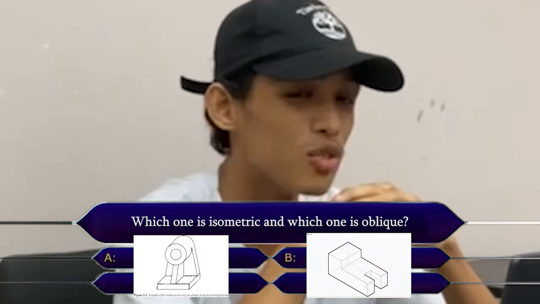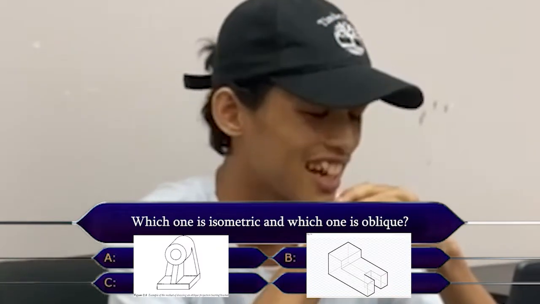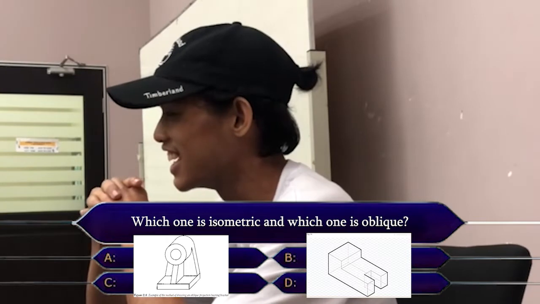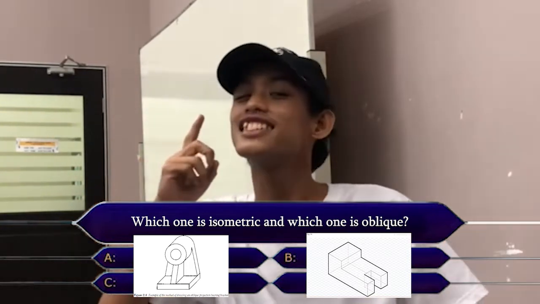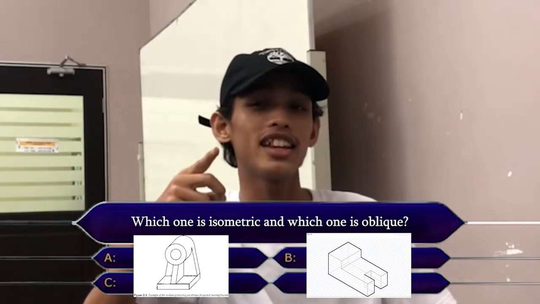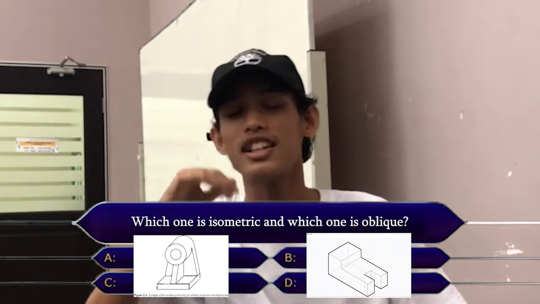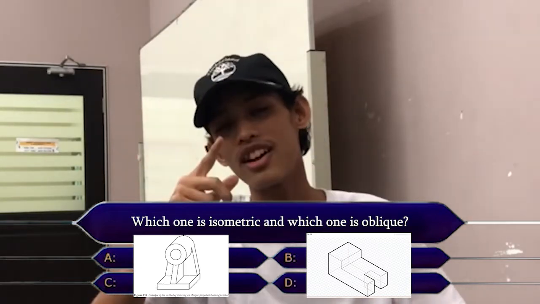Before I go further into our discussion and lesson, I'm going to ask you guys a quick question. Which one of these pictures is isometric and which one is oblique? Hafiz Iskandar, can you answer it? If you answered the left is isometric, then you are wrong, because the isometric is actually on the right. The left one is oblique.